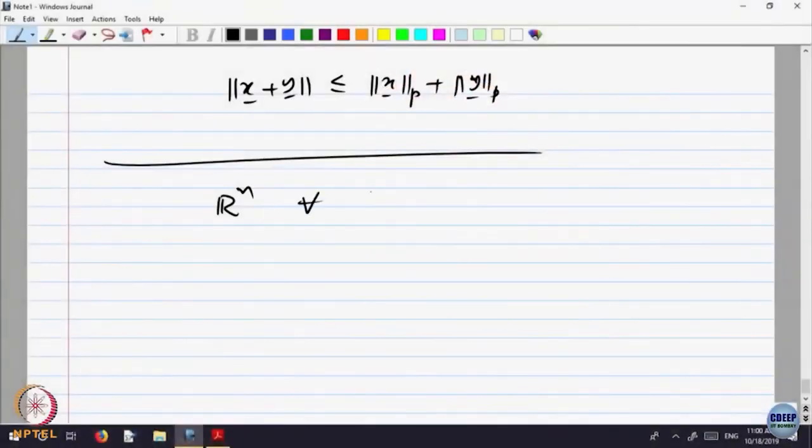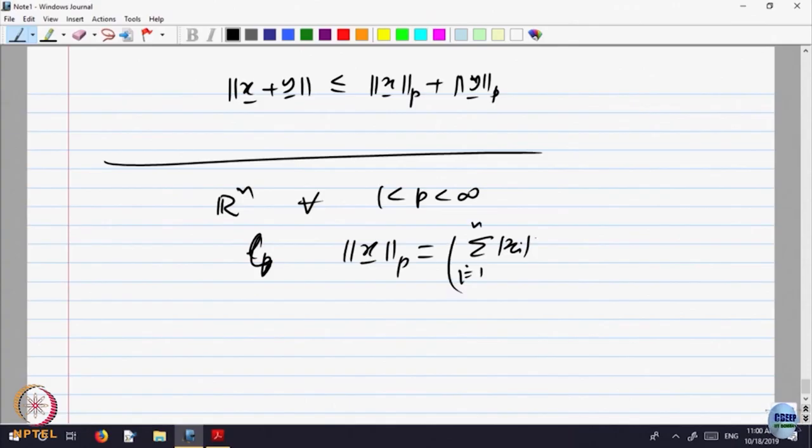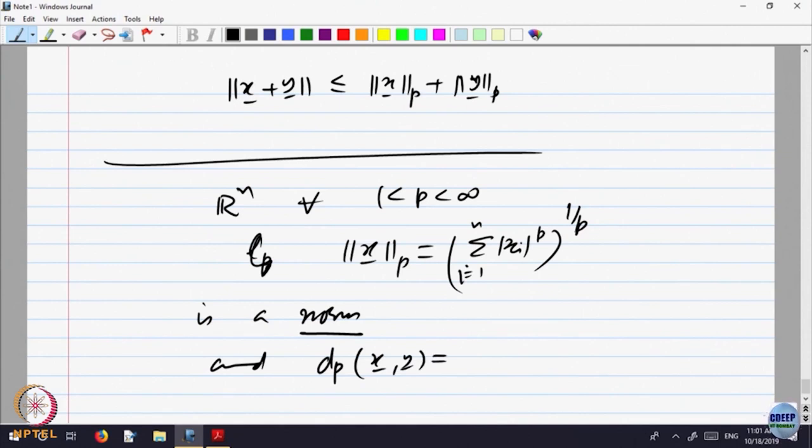So, that says, on R n, for every 1 less than p, actually we have got it for 1 also. You can define on R n, because it is finite, so no problem, the norm of x to p to be equal to sigma mod x i, i equal to 1 to n, to the power p, raised to power 1 over p. This is a norm. So, what does norm mean? It is something like absolute value, we give it a special name, norm. And d p of x, y is equal to the norm of x minus y, p. This is a metric on R n.